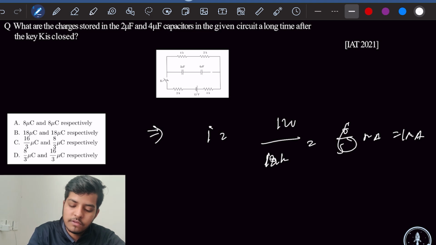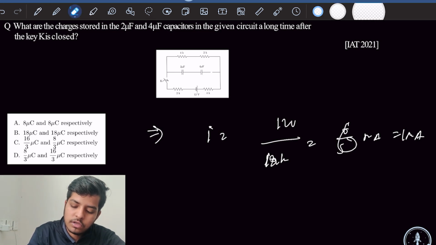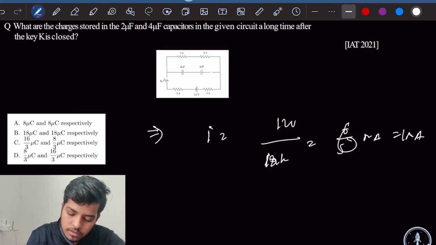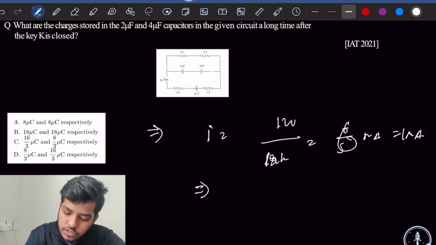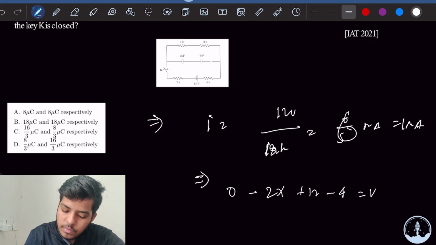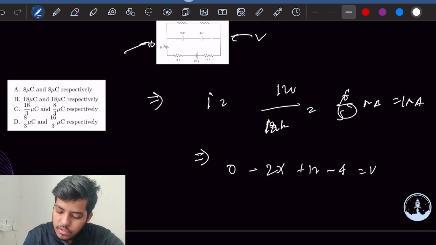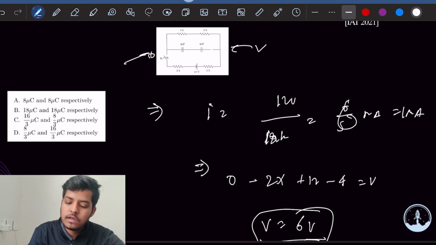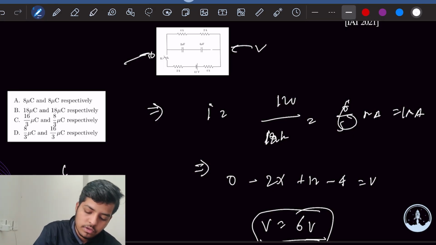So let's find the potential difference across these two capacitors, across this network. So potential difference will be 0 minus 2 into 2 plus 12 minus 4 equals V. मान लेते हैं कि यहाँ पे 0 है तो यहाँ पे V है, तो V will be equal to 12 minus 4, 6 वोल्ट. 6 वोल्ट आ गया.